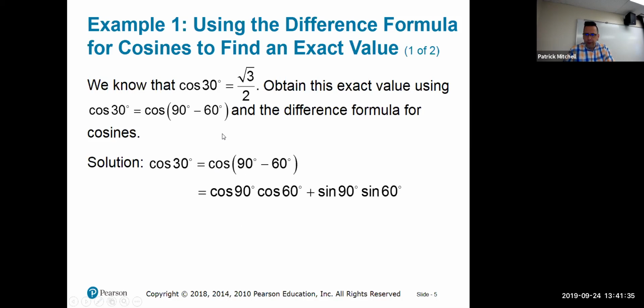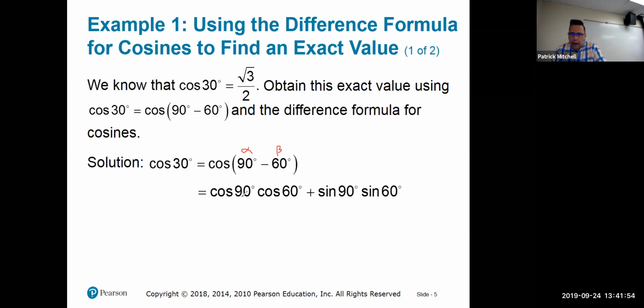It would be helpful if I had the formula written in here, but remember it was cosine of alpha minus beta. So playing the role of alpha is 90 degrees. Playing the role of beta is 60 degrees. And now we go cosine, cosine plus sine, sine. So cosine alpha, cosine beta plus sine alpha, sine beta. Okay. So these are values that I know, right?